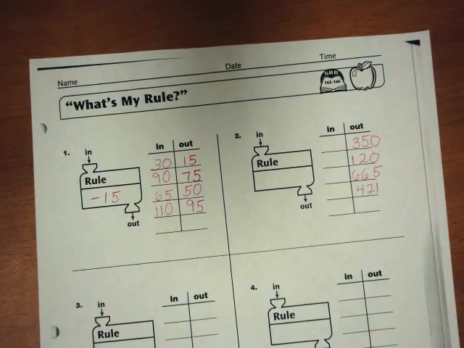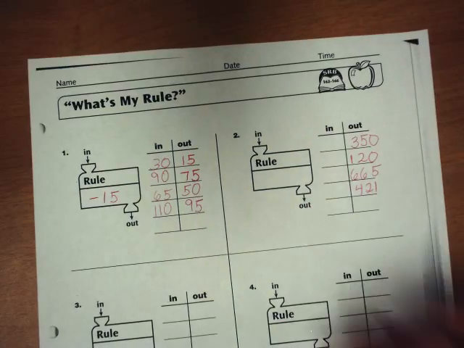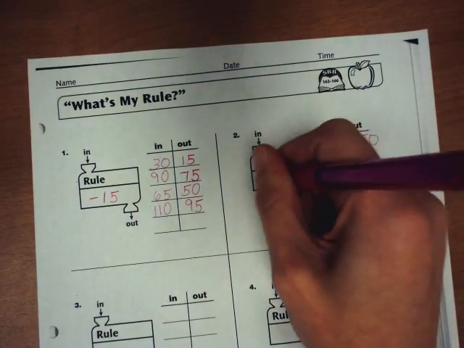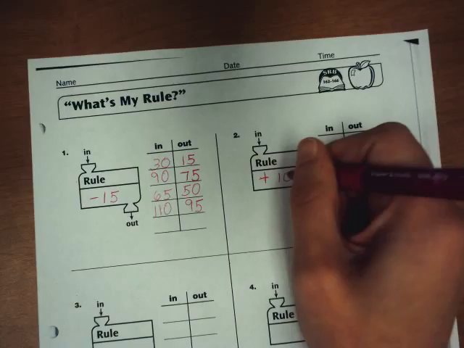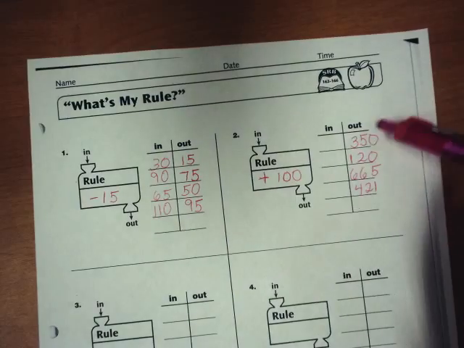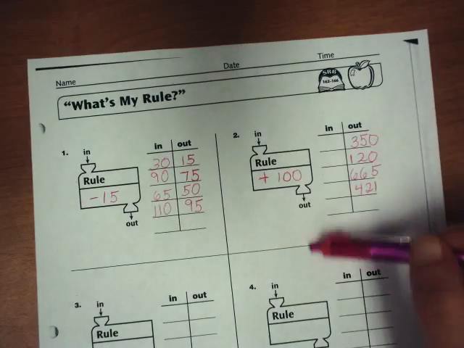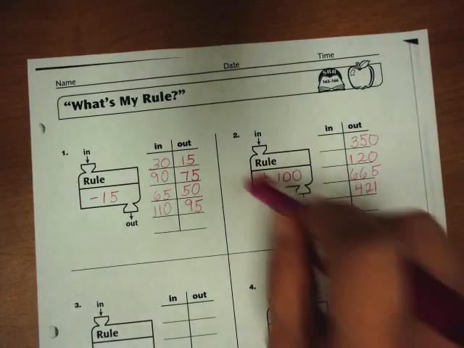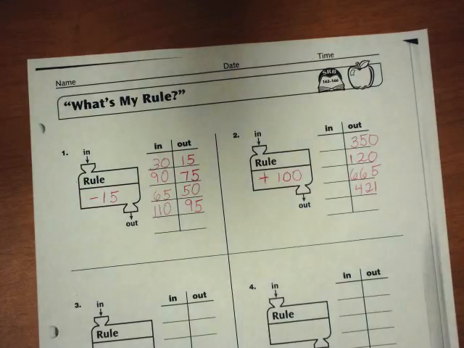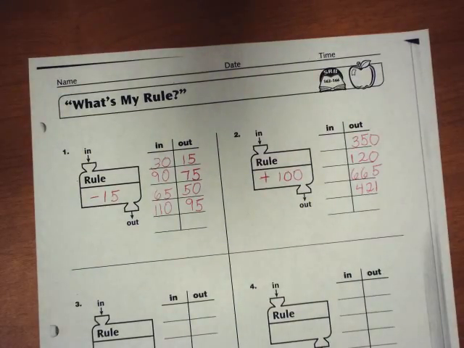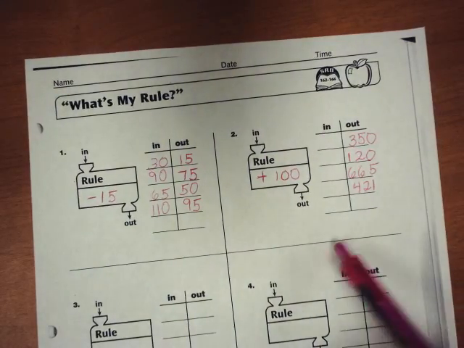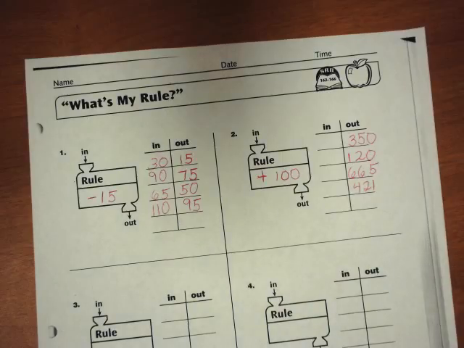Okay, so in type 2, the rule and sample outputs are known. The rule we're going to follow is add 100. So since they've given me the output numbers, I need to follow this rule in reverse then, right? So I'm going to give you another couple of seconds to make sure that you've got that chart written down. As I take a look around, it looks like most of you are ready.